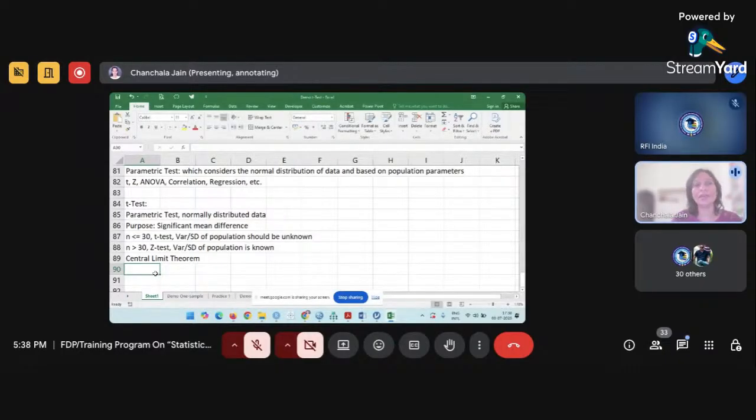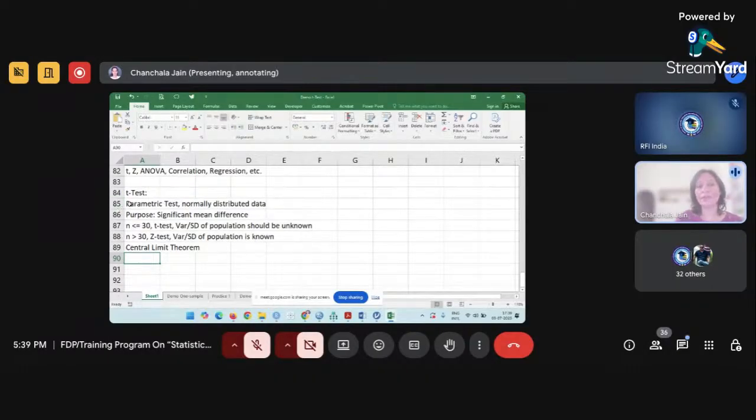So if the data of the population is not available, we cannot calculate its variance or standard deviation, right? So it is obvious that when the standard deviation or variance is unknown, I can use only the t-test. Because for the z-test, the condition is that you need to have knowledge about the population variance or the standard deviation, right? So this is the very basic about the t-test. The t-test is also known as the student's t-test, right?